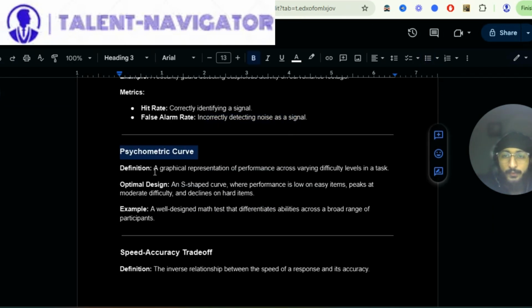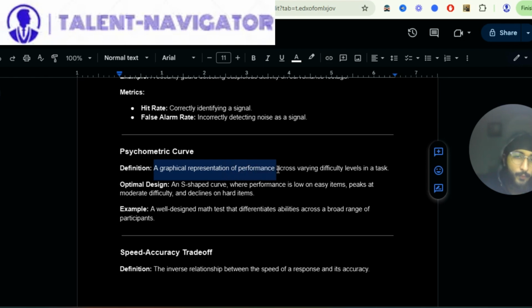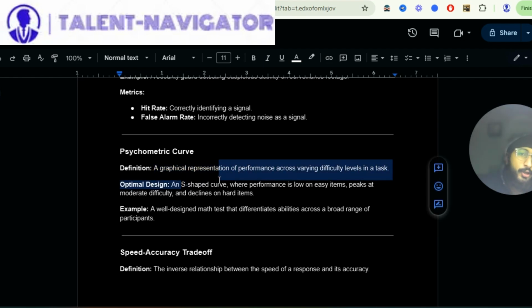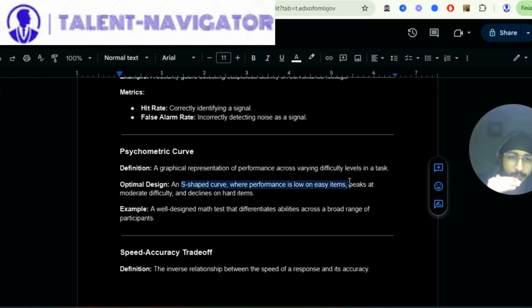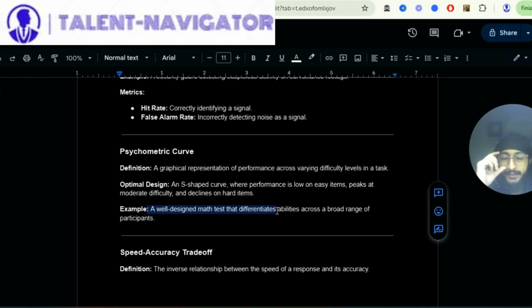Now, the psychometric curve is basically a graphical representation of performance across varying difficulty levels in a task. Optimal design: an S-shaped curve where performance is low on easy items, peaks at moderate difficulty, and declines on hard items. Example: a well-designed math test that differentiates abilities across a broad range of participants.